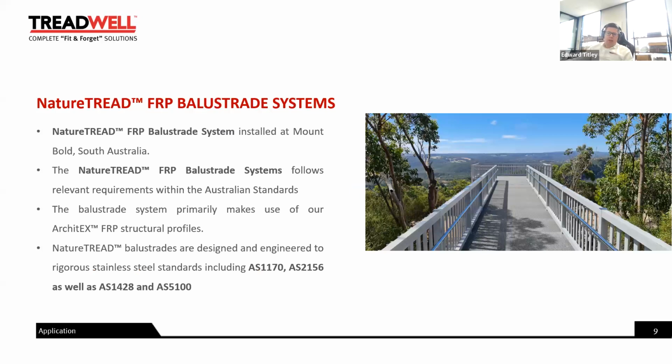This is our NatureTread FRP balustrade system. This is typically a C3 compliant structure. So you can see this here is also compliant to AS 1428, which is a different probably topic for another webinar. But you can see this has an infill and a grab rail also to be accessible for disabled persons.